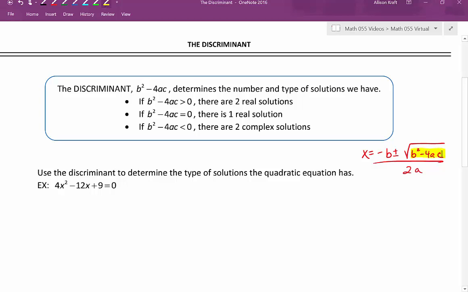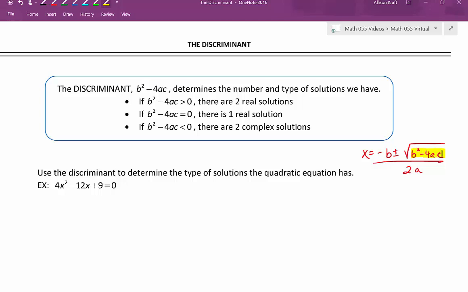If b squared minus 4ac is strictly greater than 0, that is a positive number, there are two real solutions. If b squared minus 4ac equals 0, there will be only one real solution. And if b squared minus 4ac is less than 0, that is a negative number, there will be two complex solutions. And that makes sense if we know that if we have a negative underneath of a square root, we're going to get an imaginary number. So if the discriminant is negative, there will be two complex solutions.